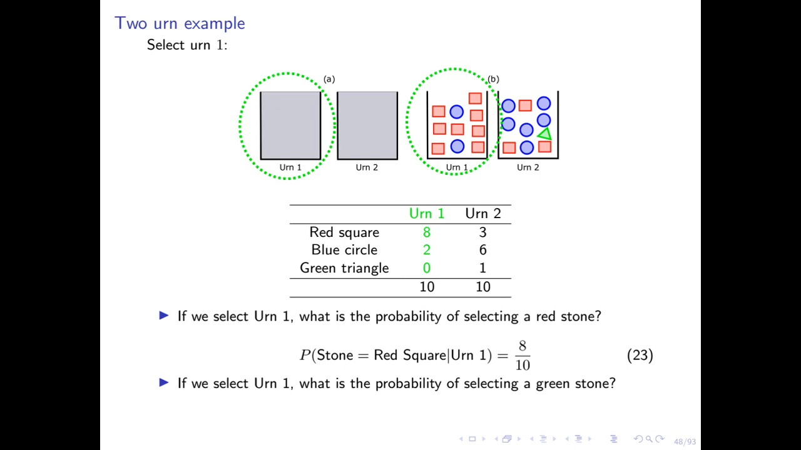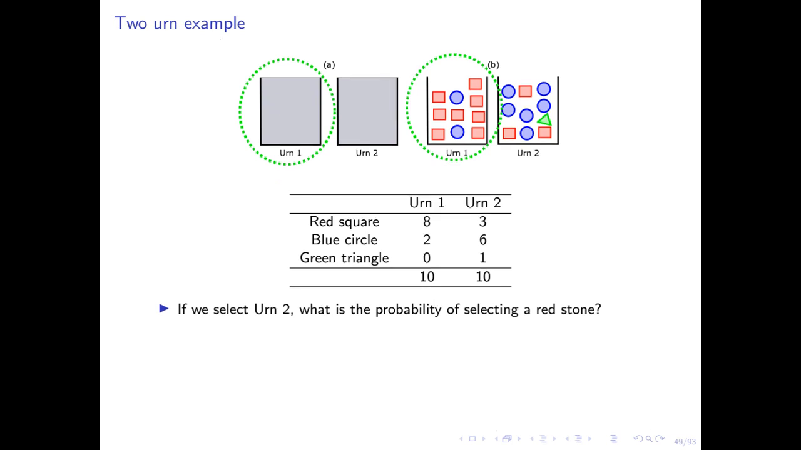So we have 8 red squares we can select. We have 2 blue ones. And so we would expect, if we can select any of the stones with an equal probability, that we can select the red squares with a probability of 8 over 10, 80%. For urn 1, what's the probability of selecting a green stone? You can say with certainty it's 0. We cannot select the green stone from urn 1. Okay, so it's 0.